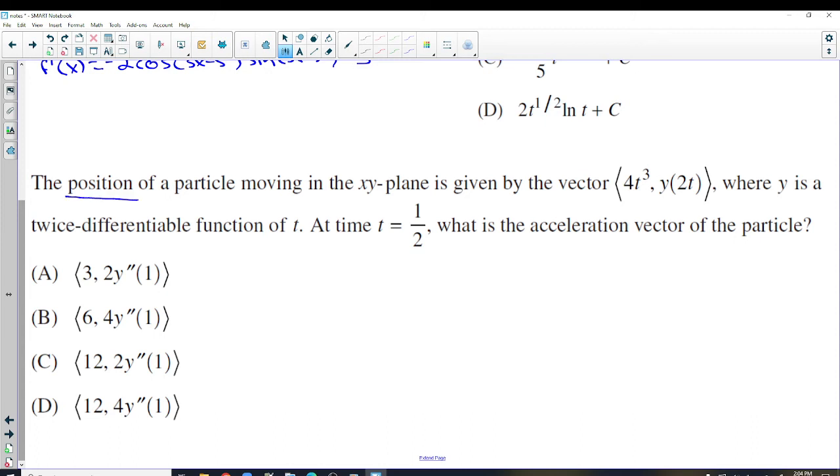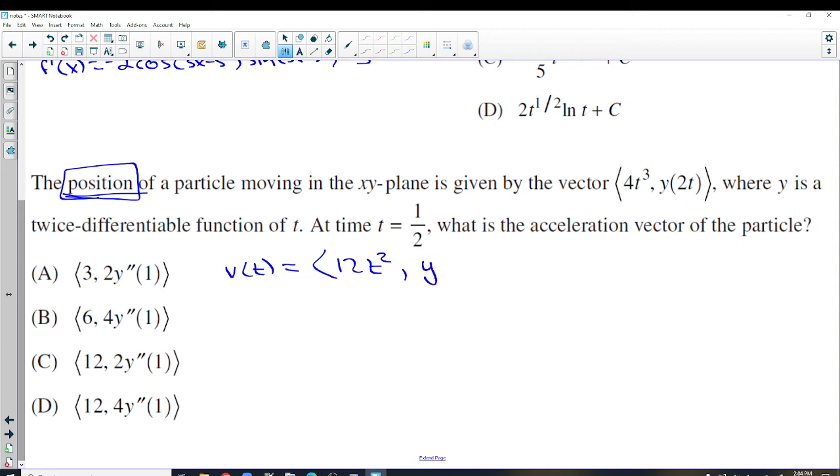I think we pretty easily can go from position to acceleration by taking the derivative, except this one's a little tricky. So the velocity vector from the position vector is going to be 12t squared. I think we can all take that derivative. This one probably is a little harder in that we don't have a function for y.